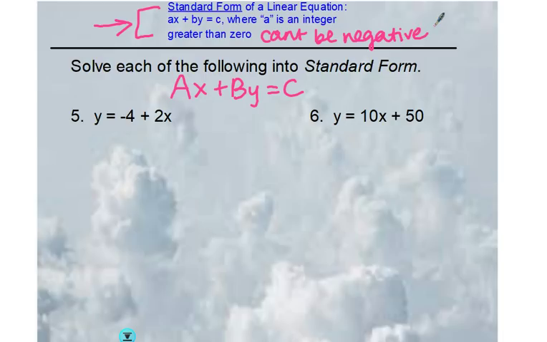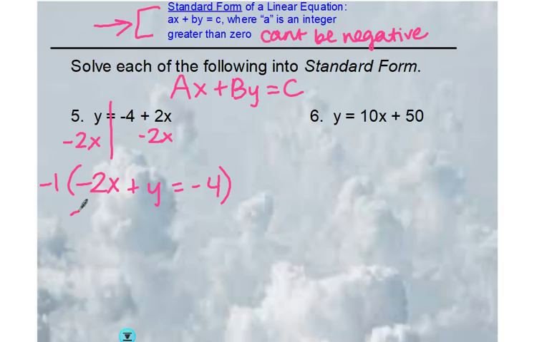So let's play with these. Got to get it into standard form, so I need x and y to be on the same side. There are lots of different ways to do these, and you're all going to come up with different ways. Let's say I subtract these over here to the other side. I have negative 2x plus y equals negative 4. Now the issue is I can't have my a, that leading x value, be negative. So what you can do is multiply this entire thing by negative 1. That will make it positive, negative, and positive.